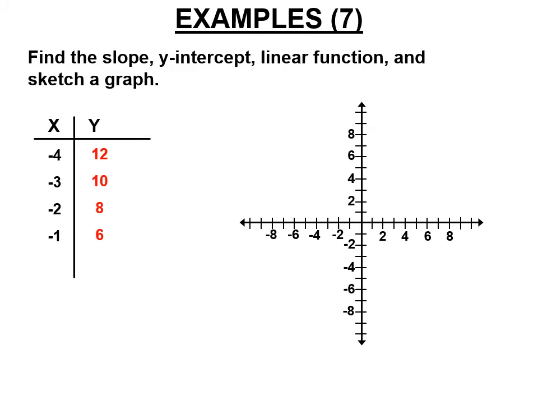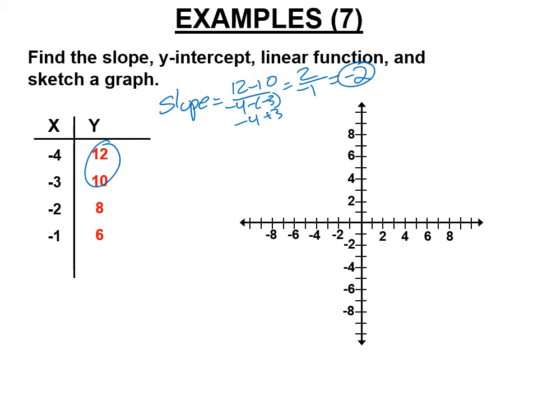All right, so put it all together. So slope, all right, I'm going to do 12 minus 10. So that means I'm doing negative 4 minus negative 3. 12 minus 10 is 2. Negative 4 minus negative 3 is negative 4 plus 3, negative 1. So the slope is negative 2.